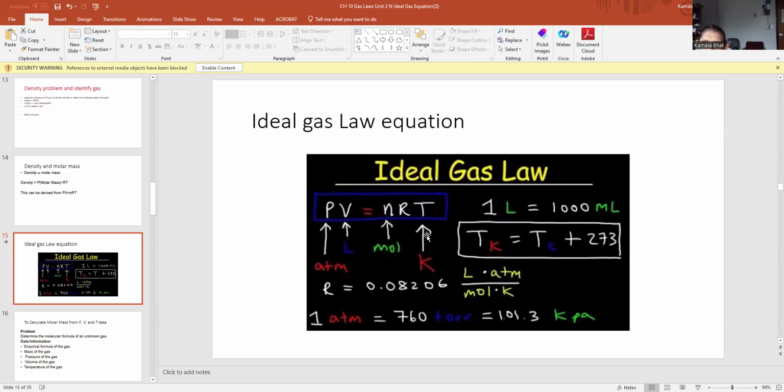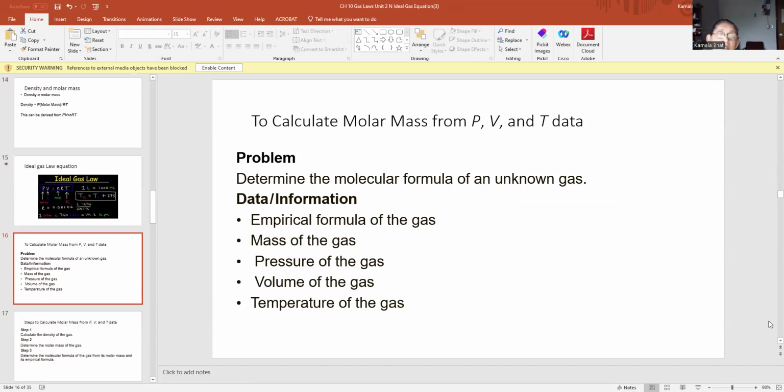Now here are some problems. I don't know if the video works. No, it doesn't work, so we're going to remove it. If the ideal gas law problem sheet doesn't work, there is another under watch. The same sheet is available, and so you can watch the video and see how to solve the different types of problems. In order to calculate the molar mass from pressure, volume, and temperature data, determine the molecular formula of a compound.